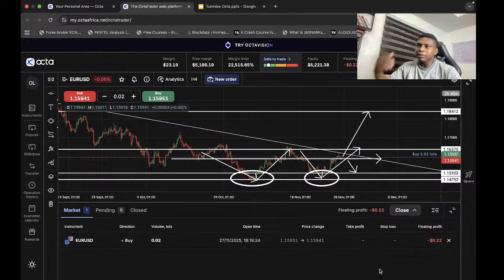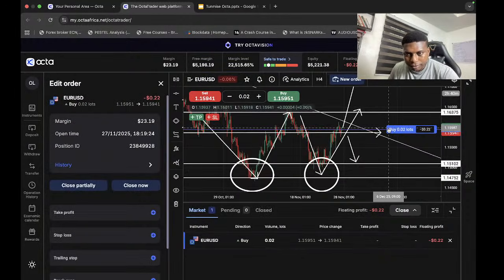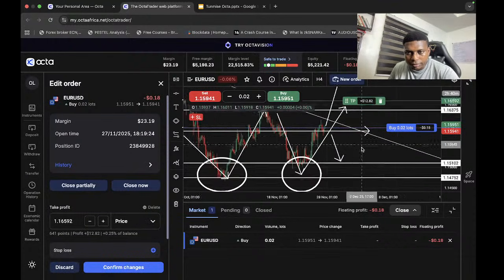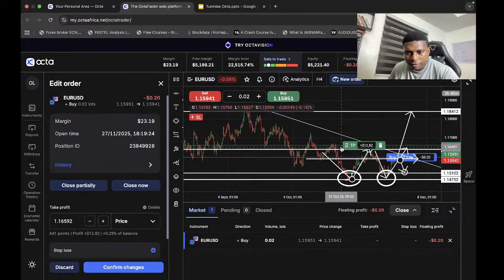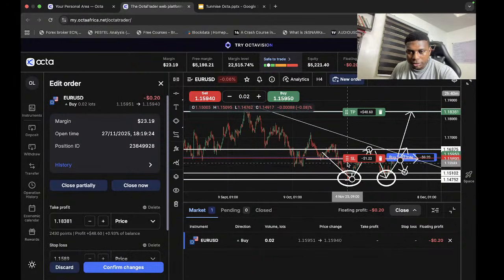Now the next thing we are thinking about is our risk management. Okay, let's sort out our risk management. So for profit, we want to put it here. Take profit. All right, and stop loss.